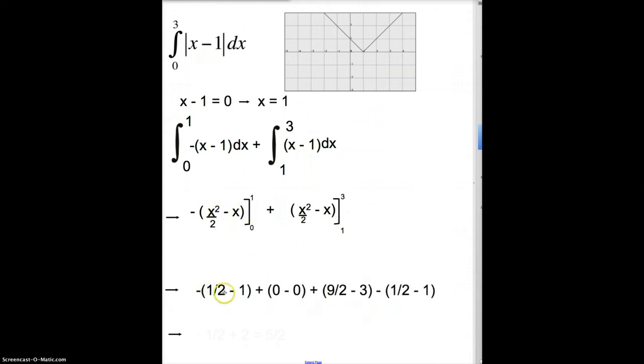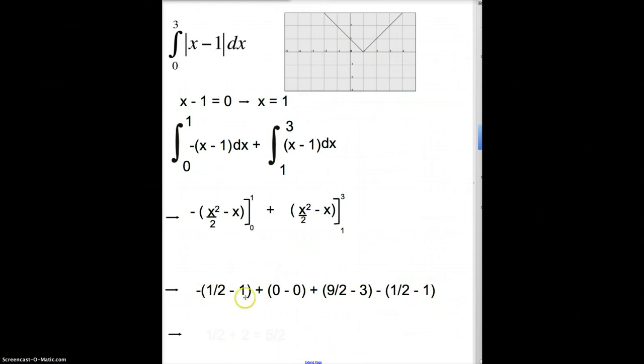So we'll have negative 1/2 minus 1, and then 0 minus 0. And it's a plus because we're subtracting the negative here. Here we're going to plug in the 3, so 3 squared is 9, so we have 9 halves. And plug in the 3 here, so there's our 3. Minus, then plug in the 1. 1 squared over 2 is 1/2, and then minus the 1.